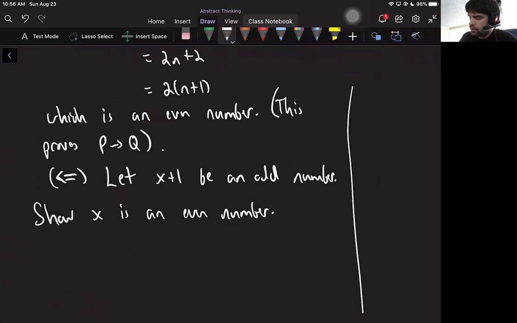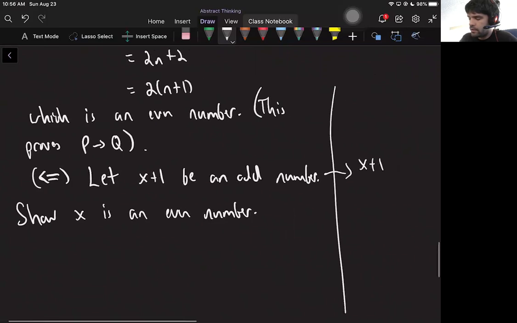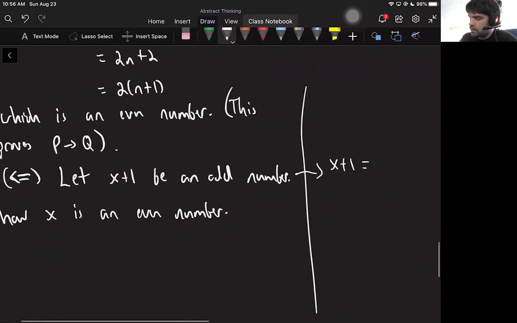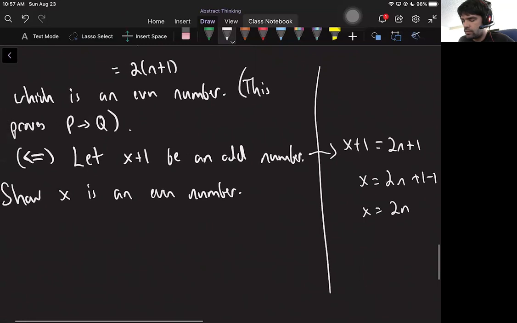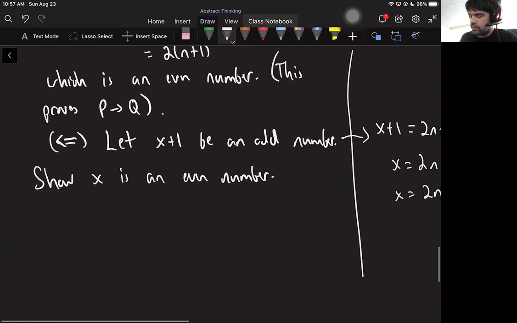So maybe some scratch work over here. What does it really mean for X plus 1 to be odd? It really means X plus 1 looks like 2 times a number plus 1. So then why is X even? Well, if I just subtract the 1, now I get hopefully a very clear even number. 2 times a number is an even number. So that's exactly how the proof is going to go.